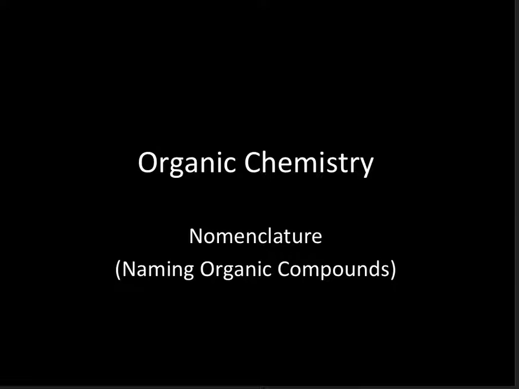Hi everyone, today we are talking about naming organic compounds. Another name for naming organic compounds is nomenclature. Now, for the naming of organic compounds, there are two parts to it. The first part is the prefix, which is the front part, and the second part is the suffix, which is the end part of the name. So let's go into details on how we can name organic compounds.